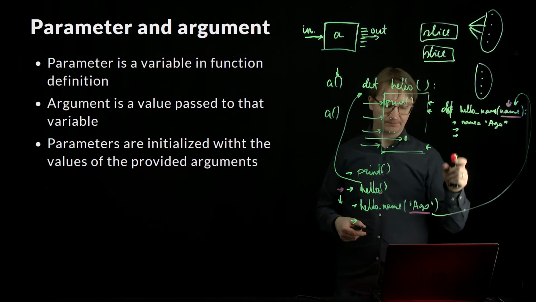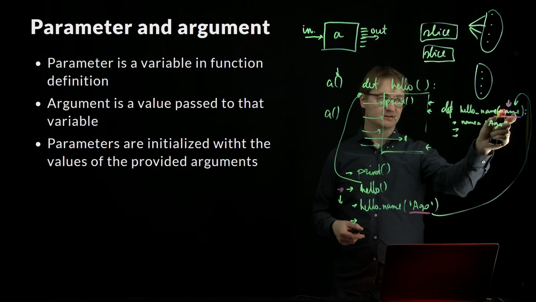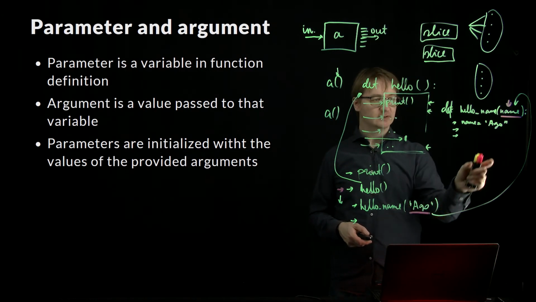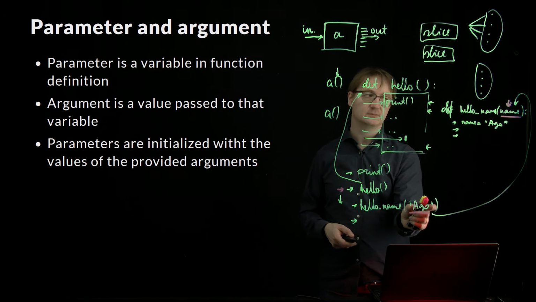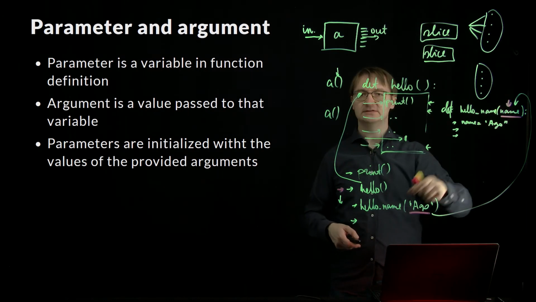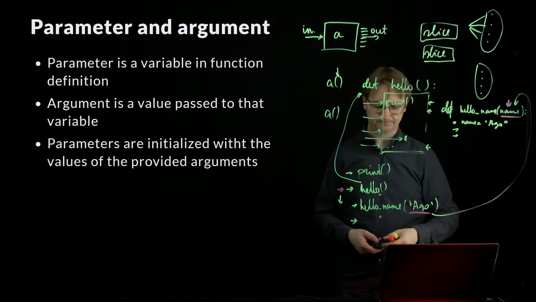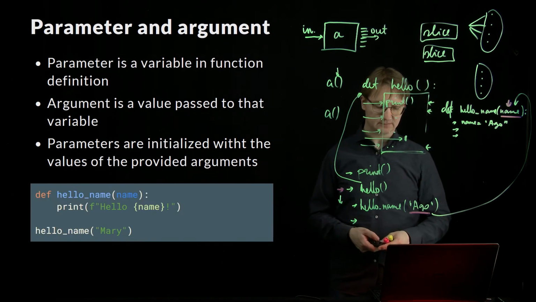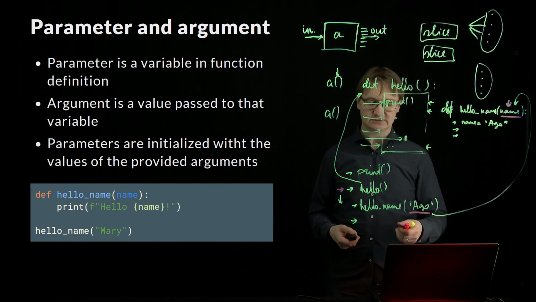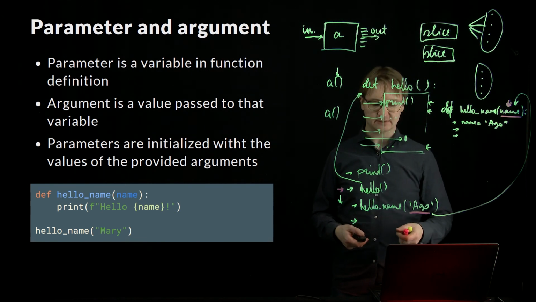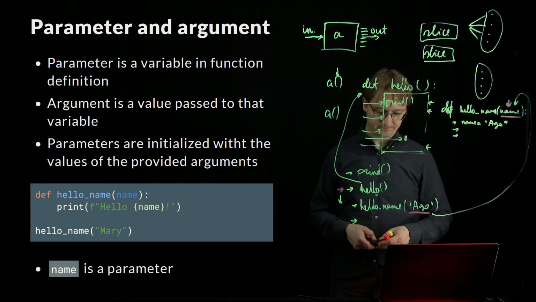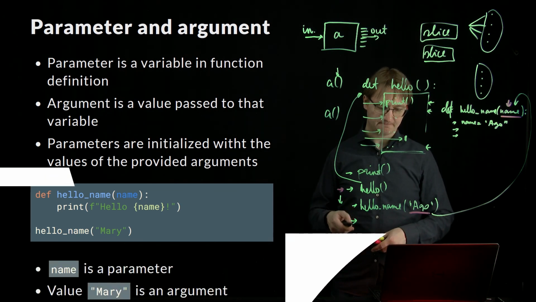So basically the parameter or parameters are initialized with the values of the arguments, as happened here. So if I pass here "ago", the parameter name is initialized with the value "ago". So basically the same example, instead of "ago" there is another name. But what happens is the same, that "Mary" here is the argument and the name is parameter. Yes.